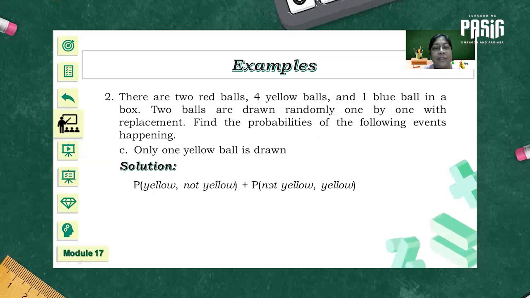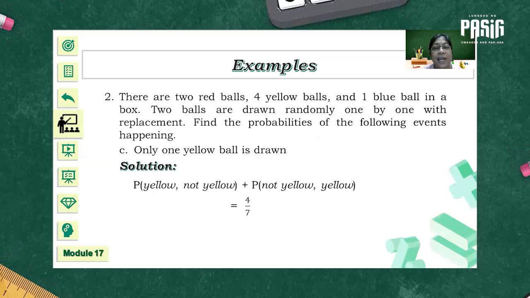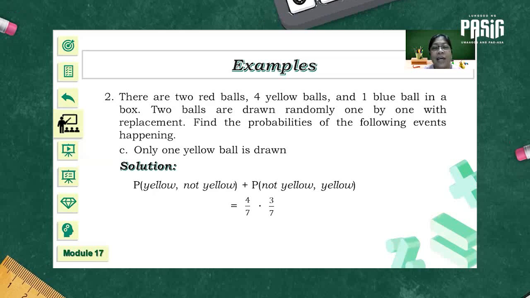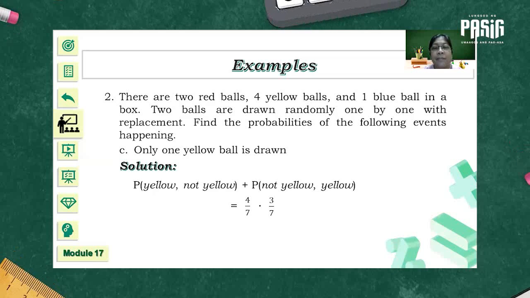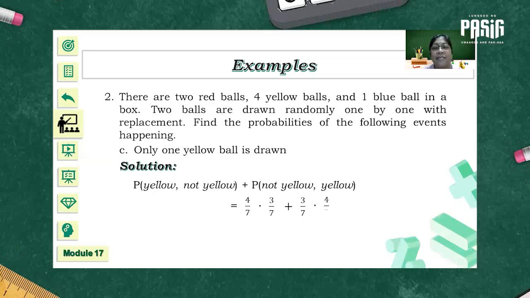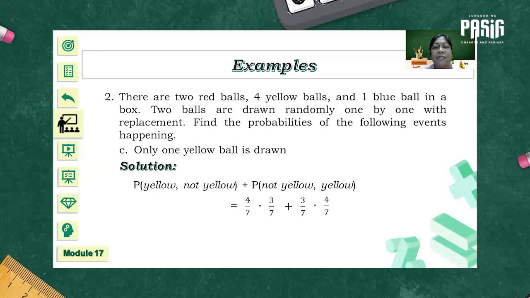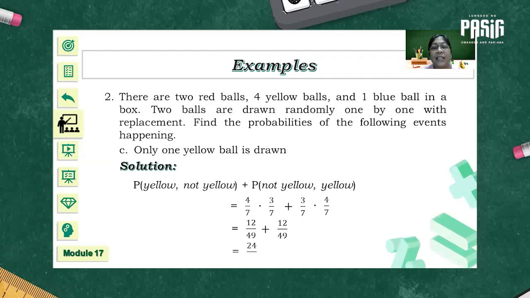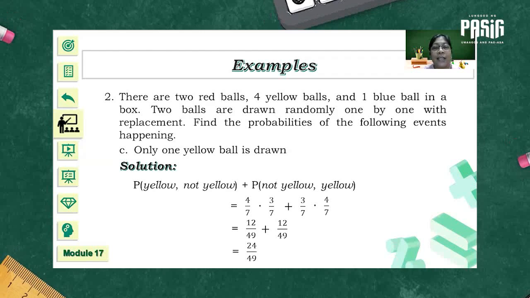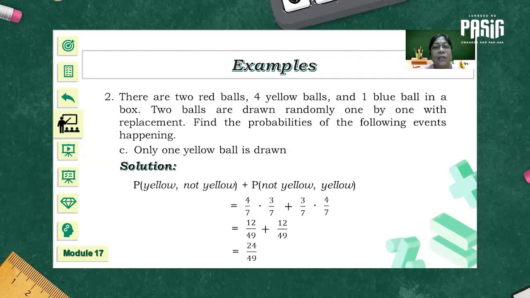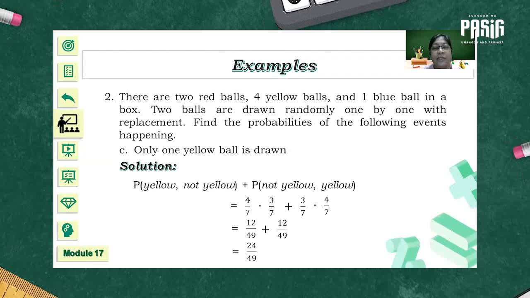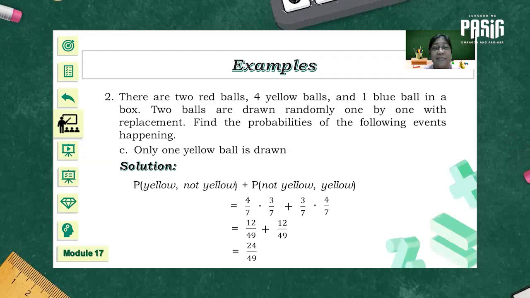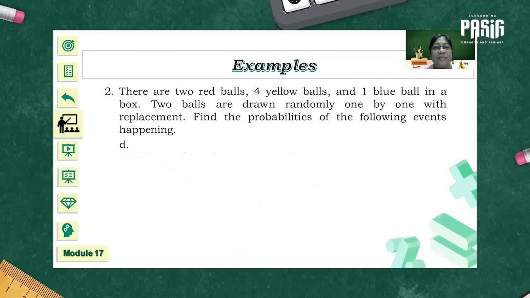Therefore, we'll have the probability of yellow, which is 4 over 7, multiplied by the probability of not yellow, which is 3 over 7, plus 3 over 7 times 4 over 7, which is equal to 12 over 49 plus 12 over 49, which is equal to 24 over 49. So the probability that only 1 yellow ball is drawn is 24 over 49. Hope it's clear. Let's proceed to letter D.